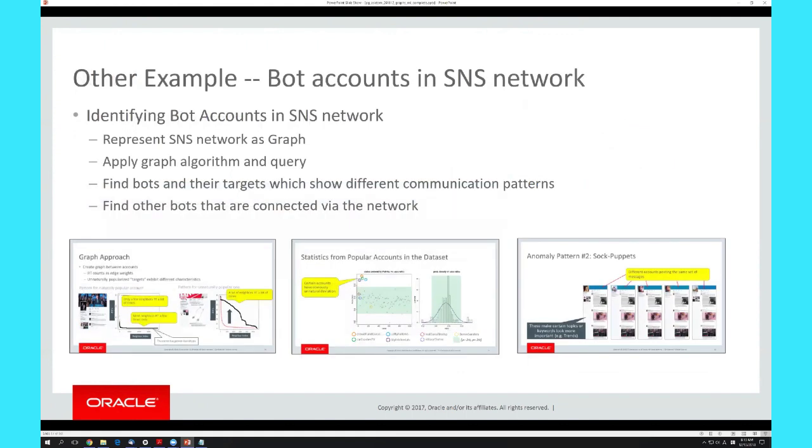Just like this example, we have many other examples where we applied graph algorithms to find interesting information about the data set. I'm not going into too much detail about it. This is another talk that we did at Open World 2017. We were given a social network, a Twitter network, and represented it as a graph. We applied a graph algorithm, and we were able to find bot or machine accounts that generate messages to make other accounts more popular than others, because they have different communication behavior. That was another successful project example that we showed.